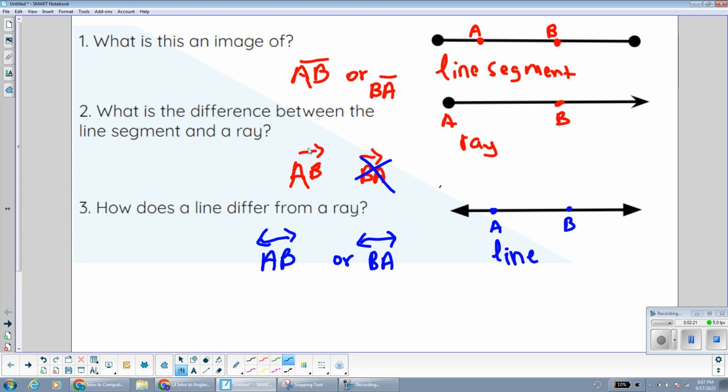Remember the notation when you're talking about different geometric objects, it's very important. So make sure you are using the correct notation for whatever object you are talking about.